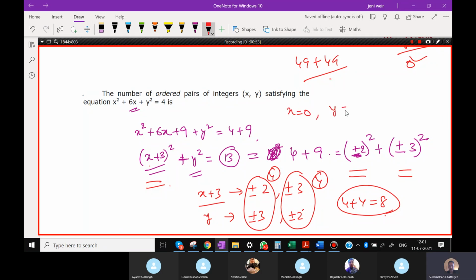Y equal to plus or minus, no, sorry, this would come in this equation. So in the original equation, I can write this as x plus 6x plus 1. So that means if x plus 3 is plus or minus 2, y is plus or minus 3, and vice versa. So there can be only 8 combinations. There cannot be any other combination for x and y.